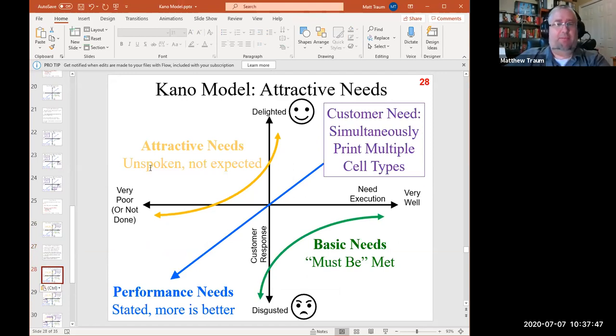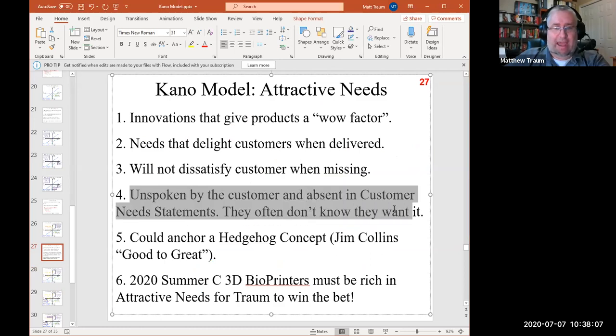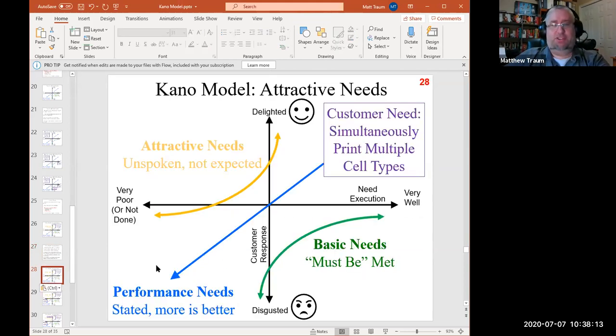Okay, so here's our attractive needs curve. And in order to come up with a 3D bioprinter example, I had to make up a customer need that's not on our customer need statement, right? Because remember, attractive needs are unspoken by the customer because they don't actually know that they want that need. They haven't thought about it yet. So the one that I came up with, and you guys are free to borrow this if you want, but I would prefer you to generate your own, is there's a customer need that says that okay, we're gonna 3D bioprint living cells. Okay, great.